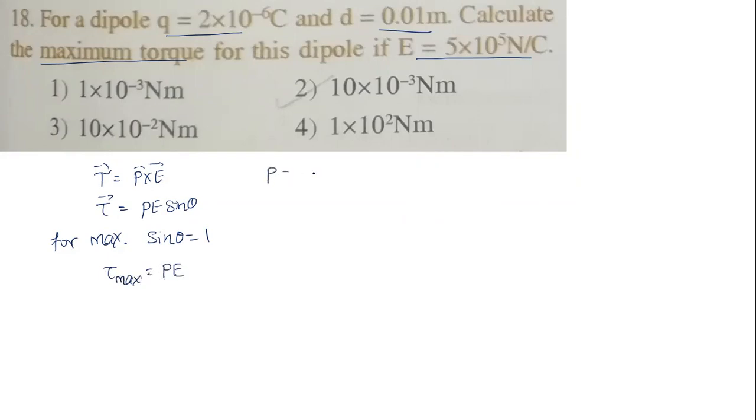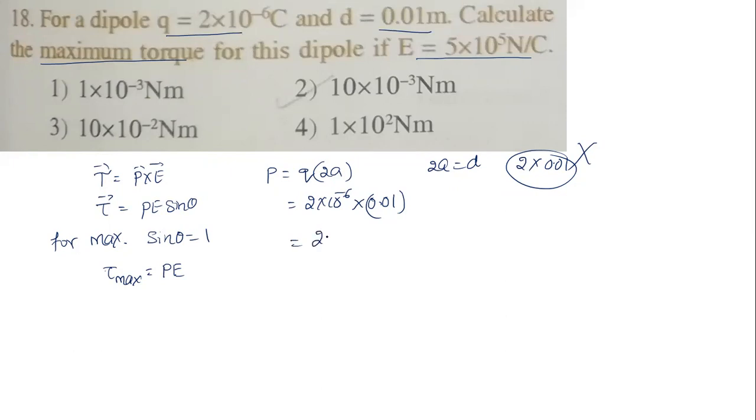We need to find P, which is given by what now? q multiplied by 2a. Okay, charge how much is given? 2 into 10 power minus 6, into distance, how much is given? 0.01. See here, 2a is nothing but d. Don't confuse that. Don't do it like this, 2 times 0.01, so it is wrong. Okay, so 2a is nothing but d. It is 0.01. So it will become 2 into 10 power minus 8 coulomb meter, because 0.01 is taken as 1 into 10 power minus 2.